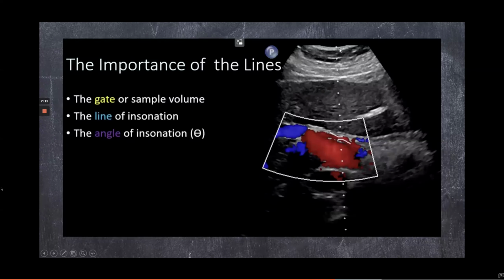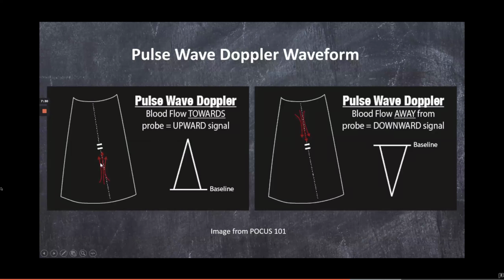Just to tell you what all the different lines mean, this is the line of insonation. The double line, once again, is the gate or the sample gate where the velocity is measured. And the slanted line is the angle of insonation of the blood flow. If the blood moves toward the sample gate, then you have a positive signal, and the signal is above the baseline. If the blood flow is moving away from the sample gate here, then you have a negative signal, and you see a negative wave below the baseline.